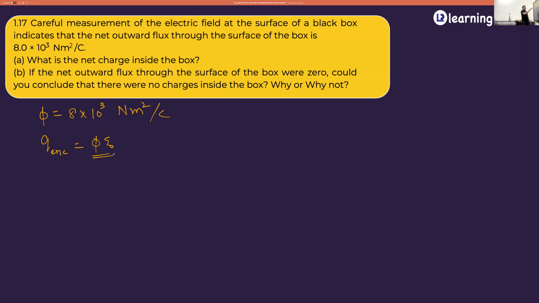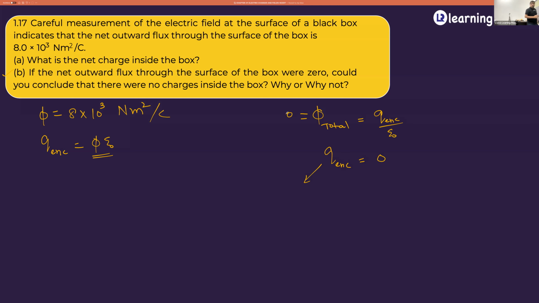Okay. If the net outward flux through the surface of the box were 0, so this is an important point. If the net outward flux through the box were 0, can you conclude that there were no charges present inside the box? Why? Because total flux is equal to charge enclosed divided by epsilon naught. When I take the charge enclosed, if it comes out to be 0, what are they saying? If the net outward flux of the surface is 0, yes, accepted that the charge enclosed is 0.